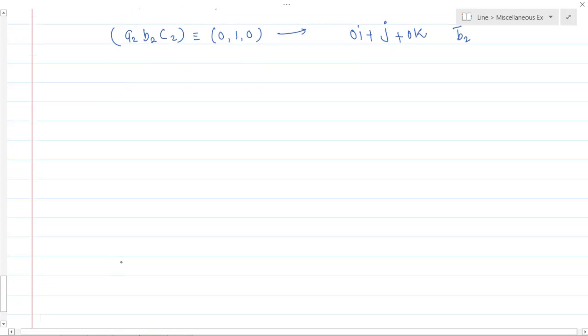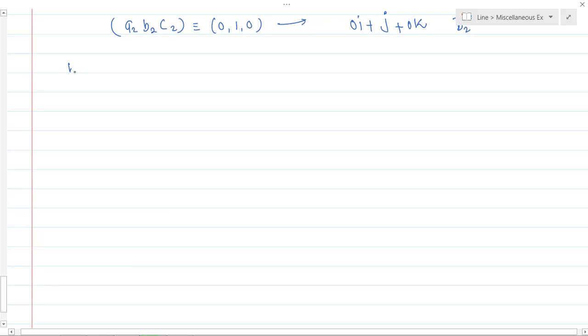Okay, so it is i, j and 0k. So b1 bar becomes i plus j plus 0k, and b2 bar becomes 0i plus j plus 0k. See, I am just writing these answers directly because I have explained what b1 and b2 bar are in the last question. Okay, question number 11.